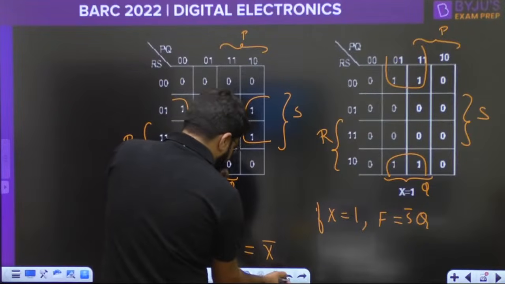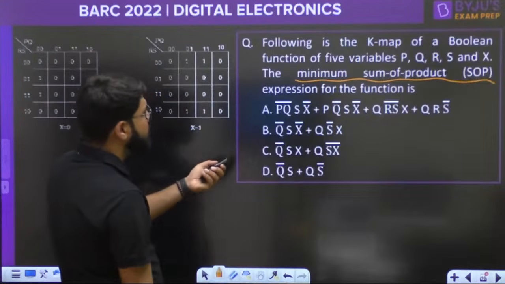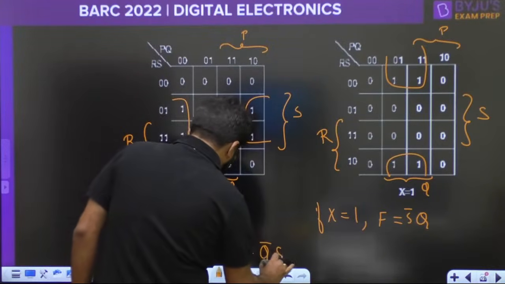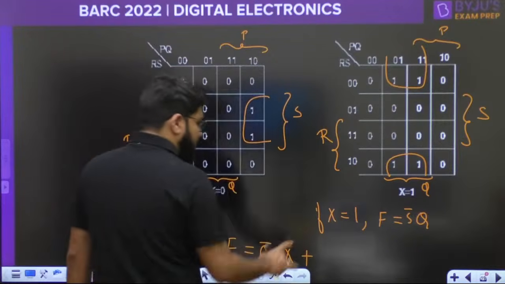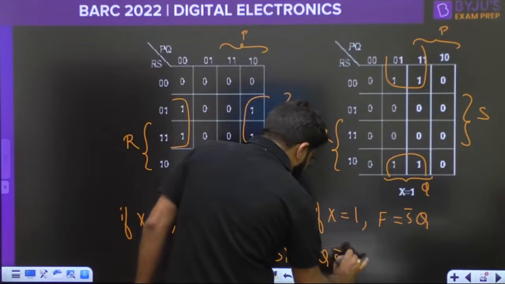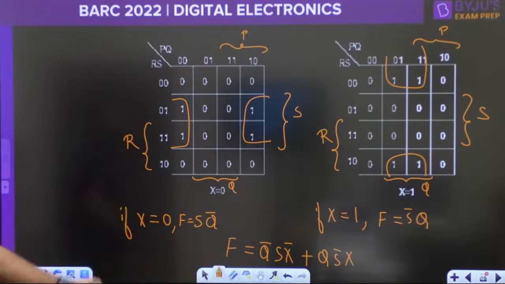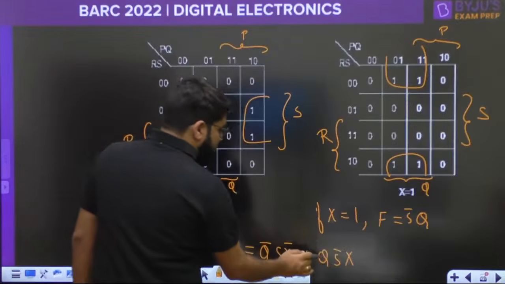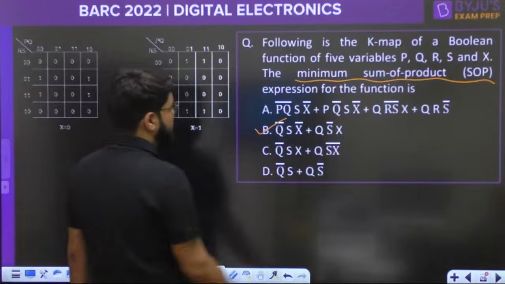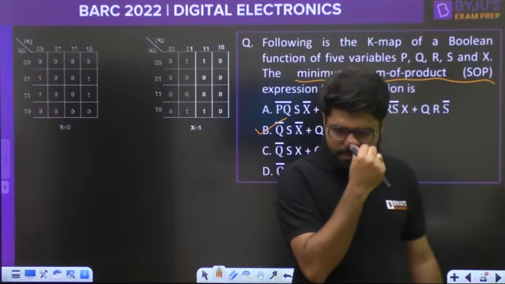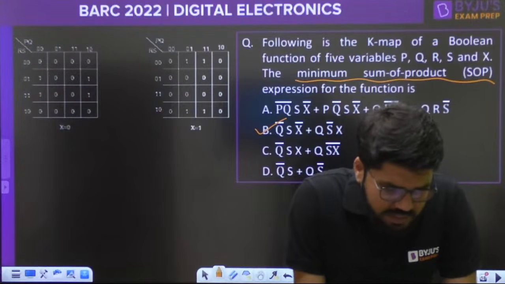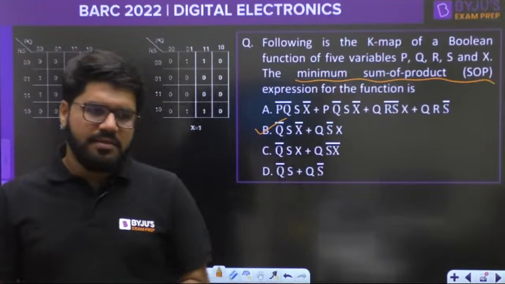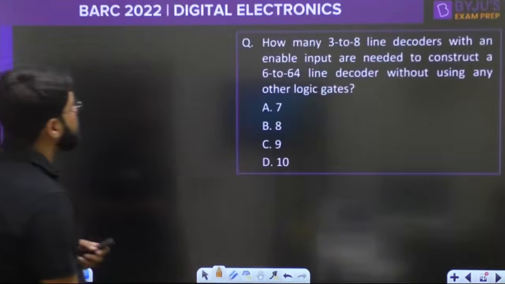How are the options written? P Q R S. So let's write it in the form of sequence. Q bar S X bar, and this should be Q S bar X. If X is equal to 1, we use the true value of X. So Q bar S X bar plus Q S bar X. Option number B. Yeah, some of you are giving option number B as correct. So you know, 5 variable K maps are also simple to deal with, not time taking. The simple one only.